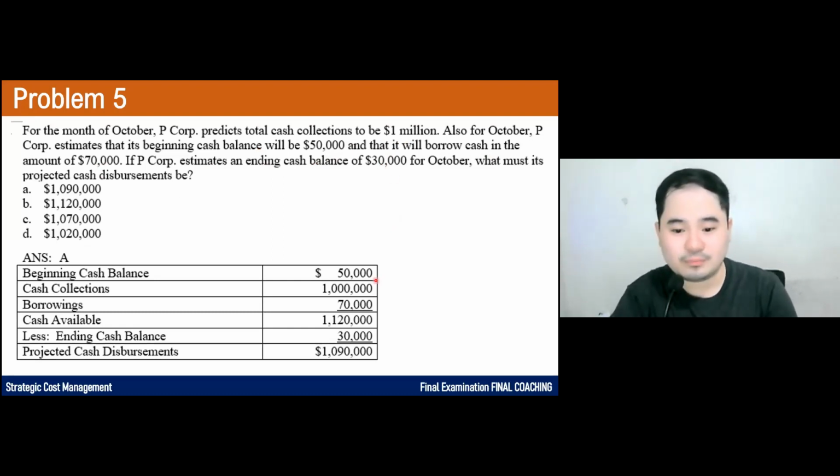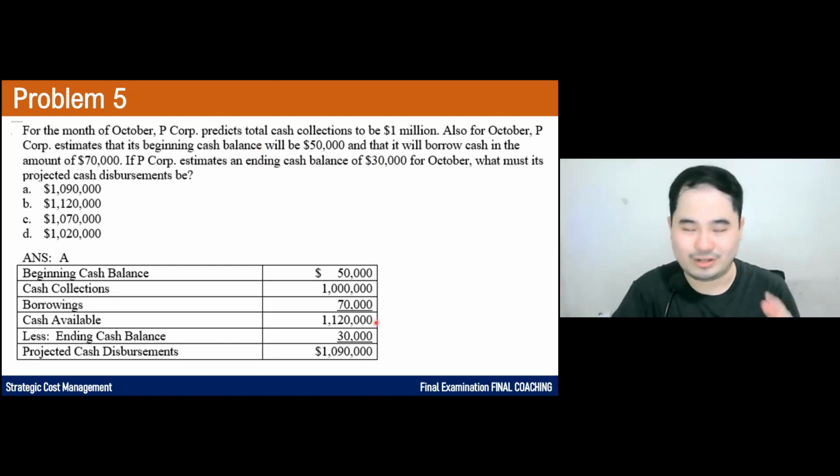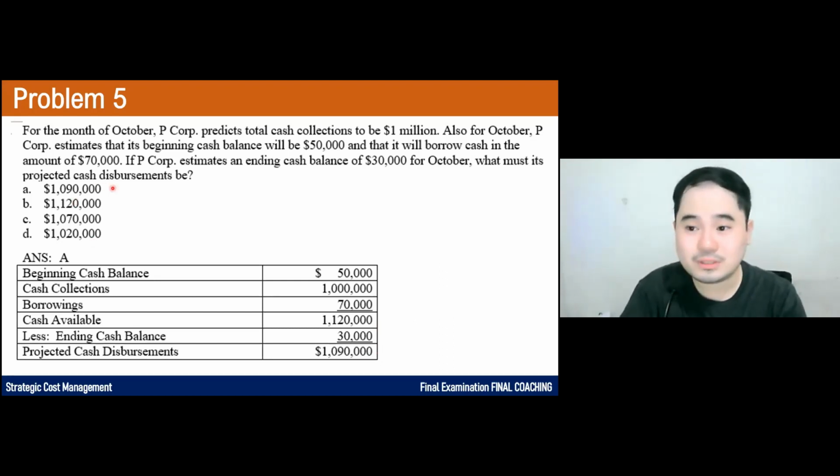So your beginning balance is 50,000. You add your collections of 1 million and you add 70,000. So lahat pong yan, meron kang 50, meron kang makokollect na 1 million, nag-borrow ka pa ng 70, all in all, you have 1,120,000. If your ending cash balance is 30,000, then your disbursement should just only be 1,090,000. Letter A.